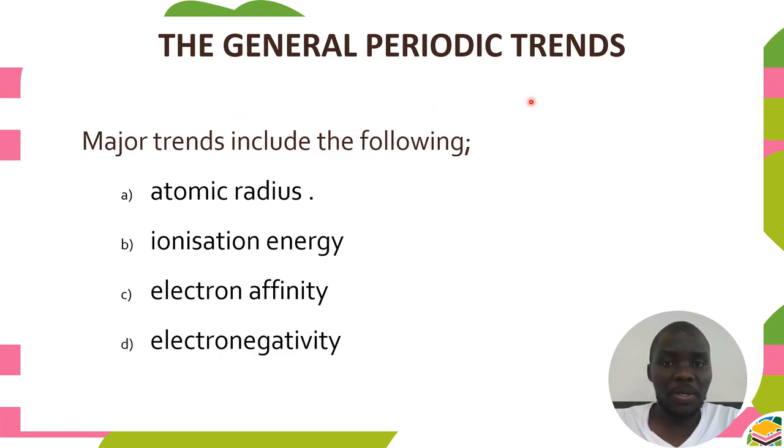The general periodic trends now. We will shift from blocks. We are going to start looking at the trends which are there in the periodic table. So the major trends which are there in the periodic table include the following. The first one, atomic radius, ionization energy, electron affinity, and electronegativity. So we'll be looking at each trend in detail: how is it affected in the periodic table, and what happens to each trend in the periodic table.